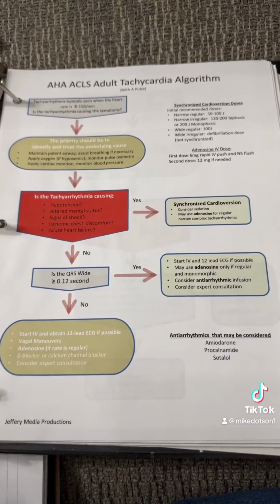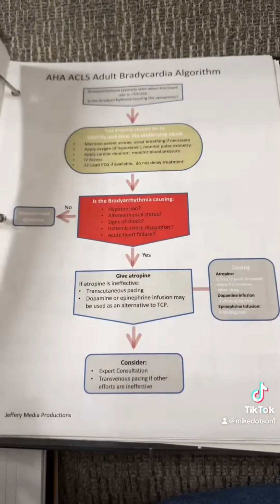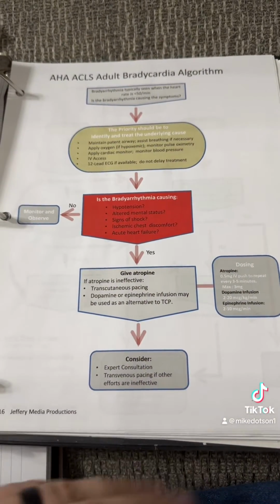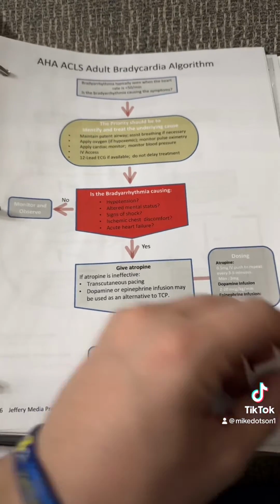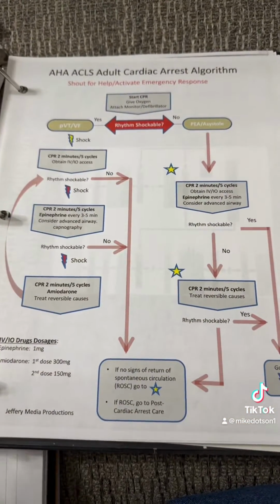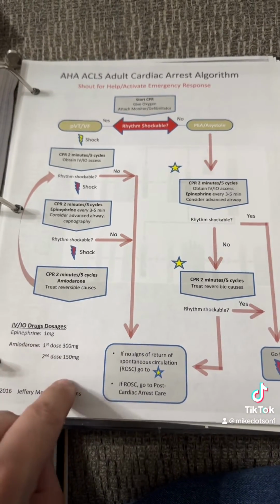Here's the algorithm as well for tachycardia. Bradycardia is there as well. It's got the drugs listed. Here's cardiac arrest. Shows the shock, shows the dosage rates of what you would give for all the drugs too.